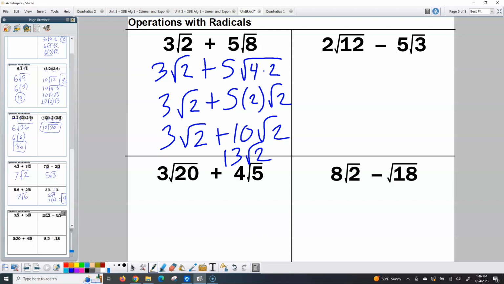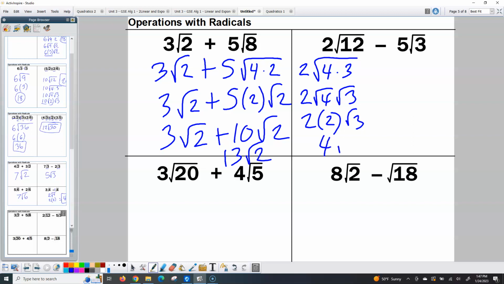If I'm looking at, let's just do the top right while we're here. I can't combine square root of 12's with square root of 3's, but I know that there's a perfect square that goes into 12. That perfect square is 4 times 3, so I can rewrite 12 as 4 times 3 and then separate them. That's square root of 4 times square root of 3. Square root of 4 is equal to 2. So that outside 2 times the 2 I just got would be 4 square root of 3.